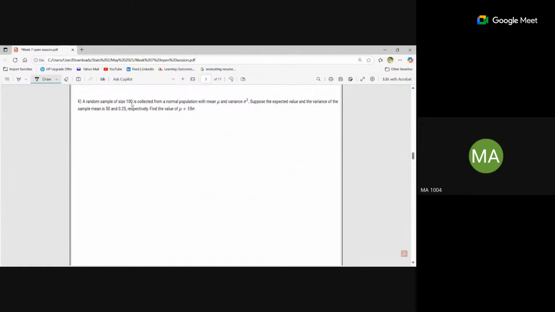Now, sixth question. A random sample of size 100 is collected from a normal population with mean mu and variance sigma square. Suppose the expected value and the variance of the sample mean is 0.25. Find the value of mu plus 10 sigma.